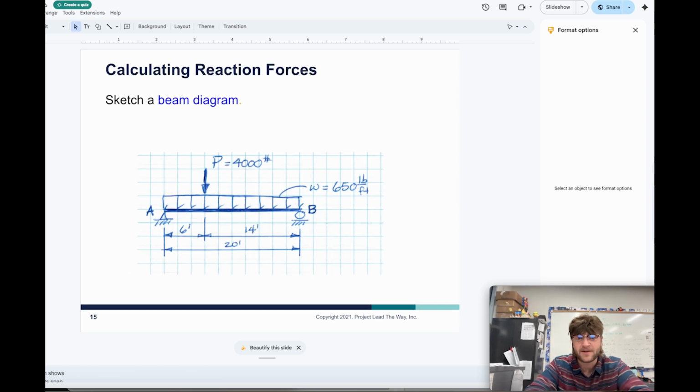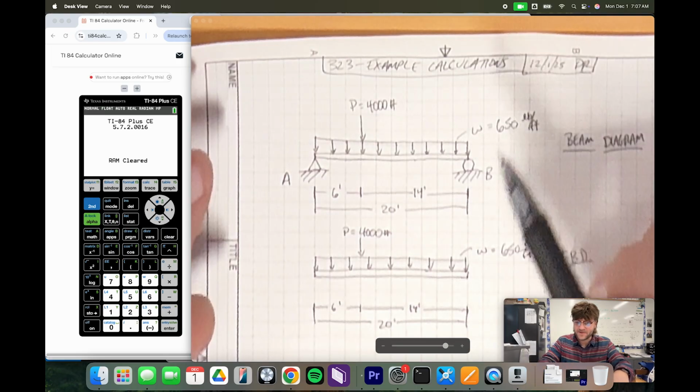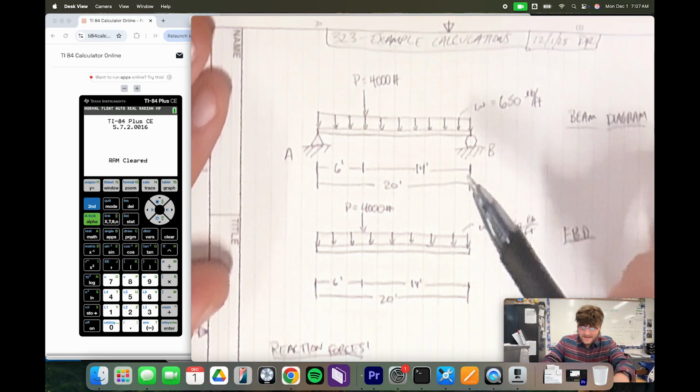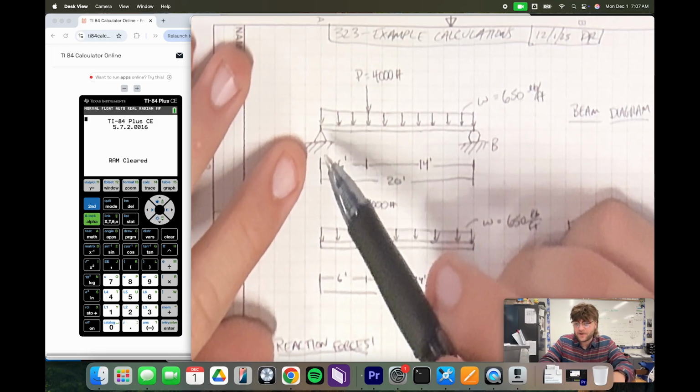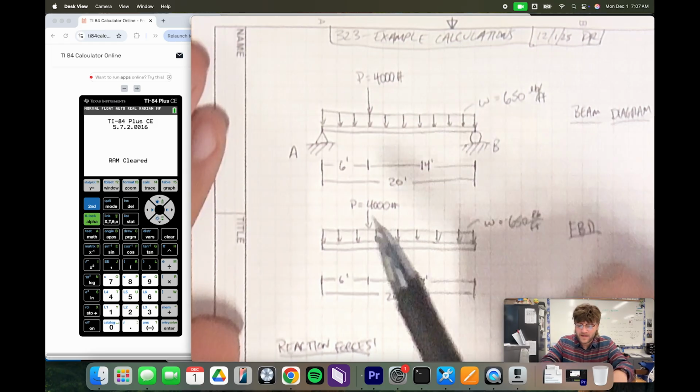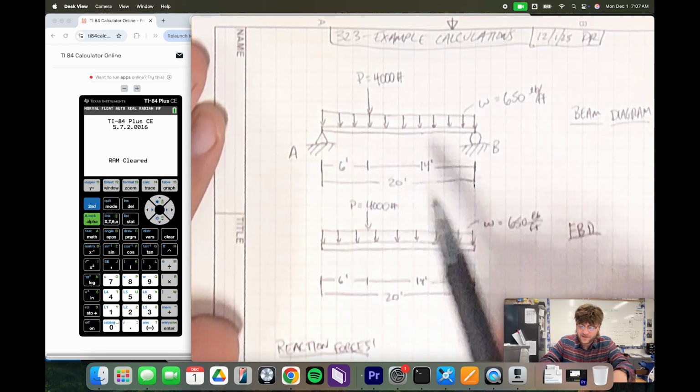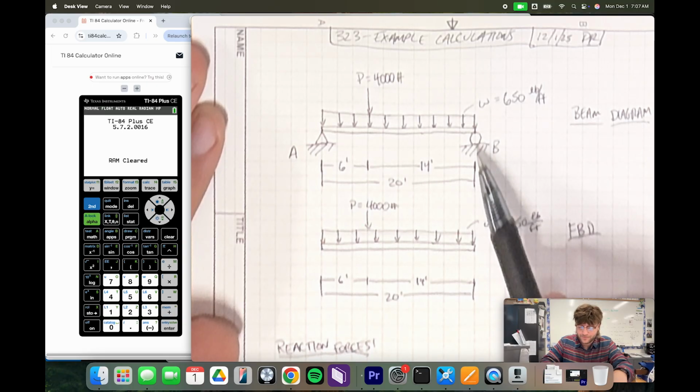What I'm going to do now is go through an example here with you all, and we're going to go ahead and calculate this out. So let's get down to business. So here's the example that we're going to go through. You can see we are given this beam. Now we have a pin connection over here as well as a roller connection.